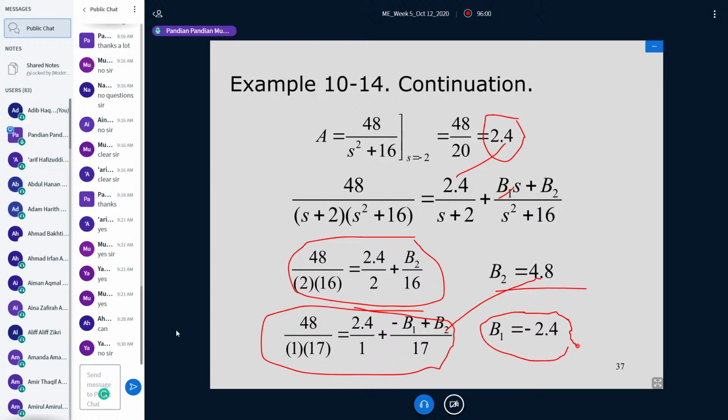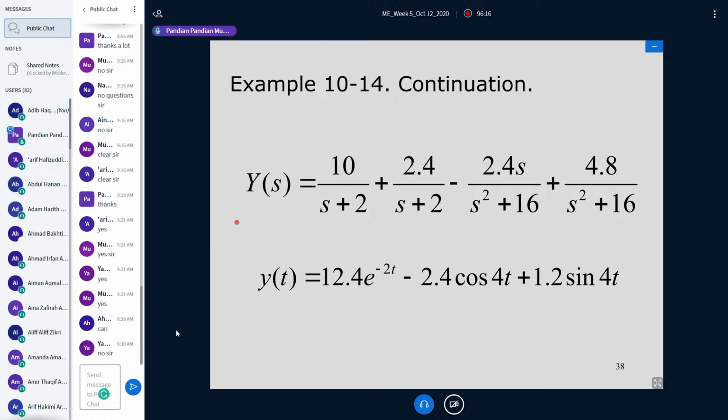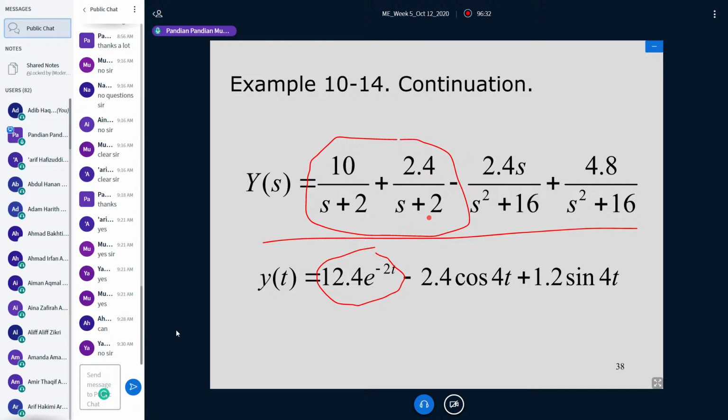This is a very nice, interesting method. This is what we call the interesting part of solving the algebra. Actually, you are using algebra here. So A is found already, B1 and B2 already found. Now you put everything here. These two are the same class: 10 plus 2.4 is 12.4, e to the power of minus 2t, because your A is minus 2. The formula says s minus minus 2.